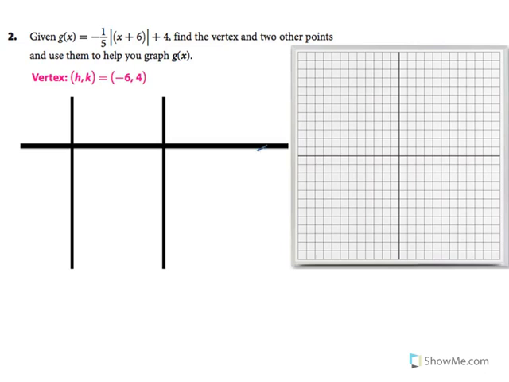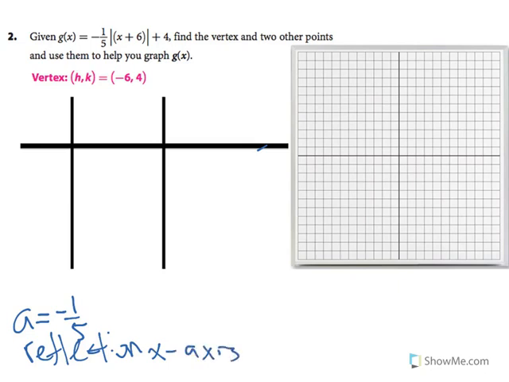Well, before you do anything, let's look at our parameters first. Parameter a is negative 1/5. So since a is negative, we have a reflection in the x-axis. Okay, and our b is 1, h is negative 6, and k is 4. Right, so we're given the vertex already, so we don't need to look for it.